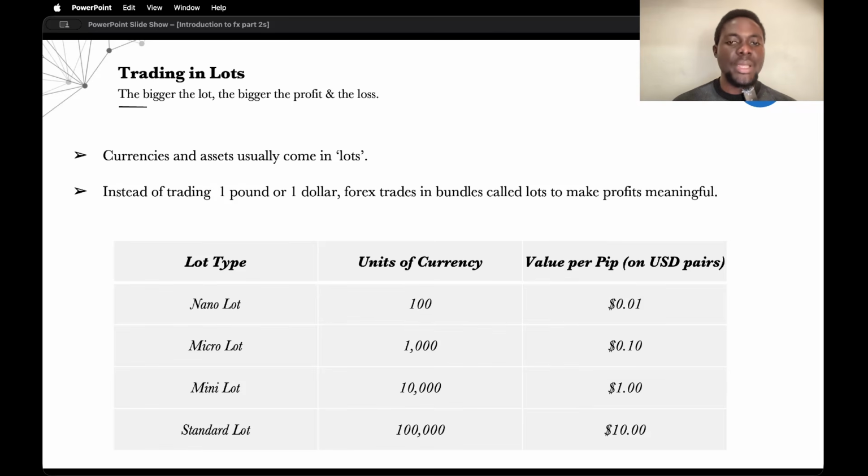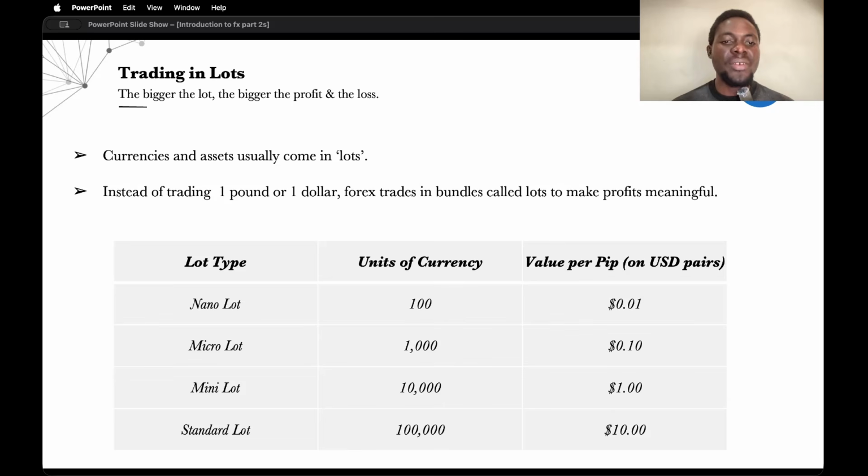Nano lot is the lowest, and then the unit of currency is 100. You understand? So if you say you are buying 5 nano lots, what you mean is that you are buying $500 of the US market. You see, 5 nano lots. You are buying $500 of something. It could be the gold market. It could be the GBP USD CFD. It could be anything.